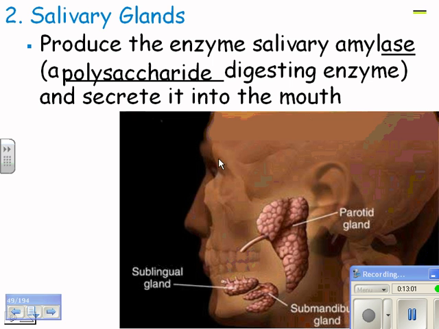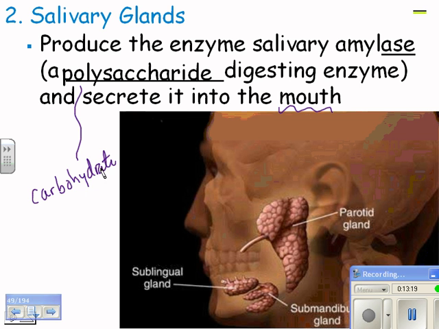So you should know that food doesn't actually make it into these glands. Food is actually in the mouth. So the way that you'll mess this up, if you mess it up, you might memorize that it's a polysaccharide digesting enzyme, and you might forget that a polysaccharide is just a complex carbohydrate.